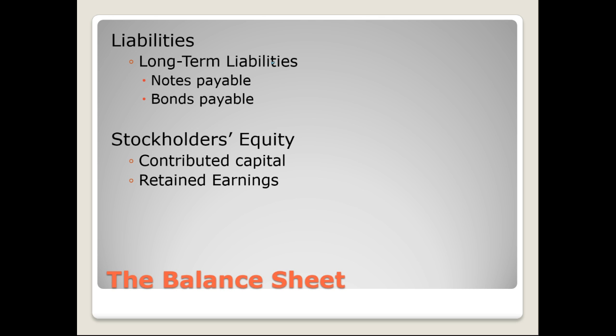Long-term liabilities are mostly in the long-term debt category. These are the non-current or long-term liabilities, and they are things like notes payable or bonds payable. Stockholders' equity is divided into two major categories. Contributed capital is the money that comes in by selling stocks.